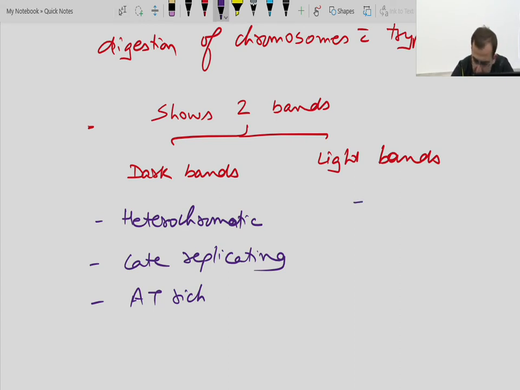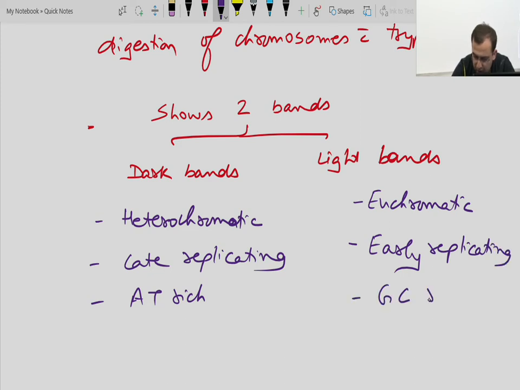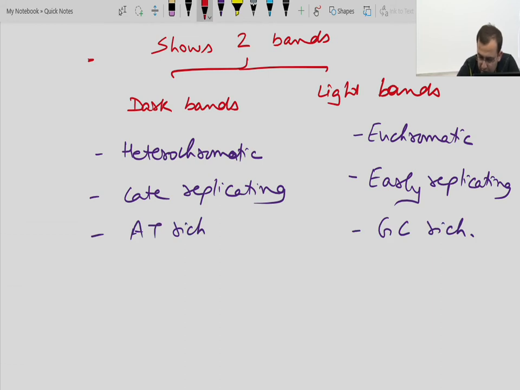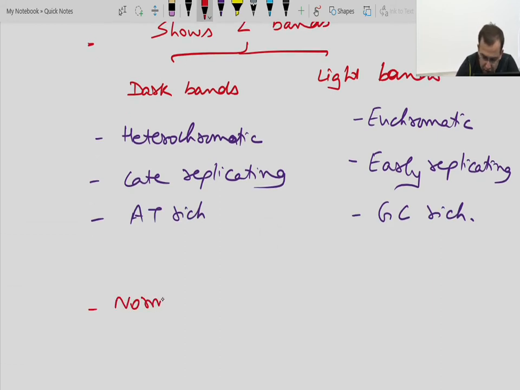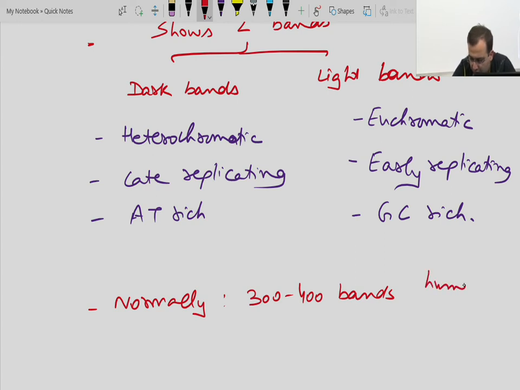Versus light bands, which are euchromatic, early replicating and GC rich. First point. Next, how many bands would we see normally? Normally, G banding shows 300 to 400 bands in a normal human genome.